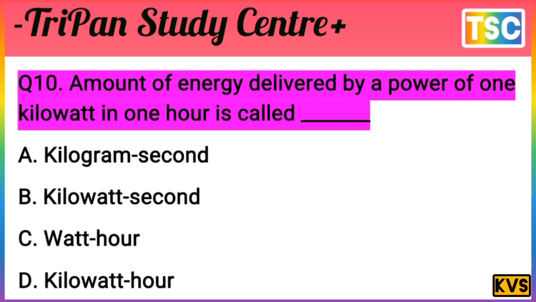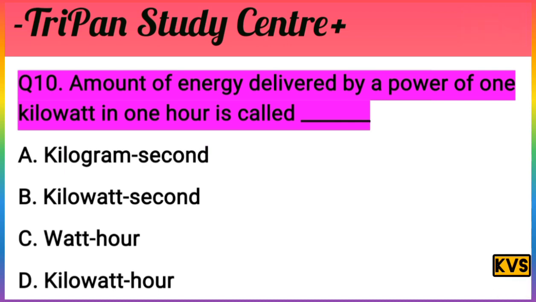It means kilogram second and kilowatt second are eliminated here. So A and B are the wrong answers, and you are left with C and D. But first of all, you choose the right answer for this question. Write the answer in your notebook first. You must write the answer in your notebook.